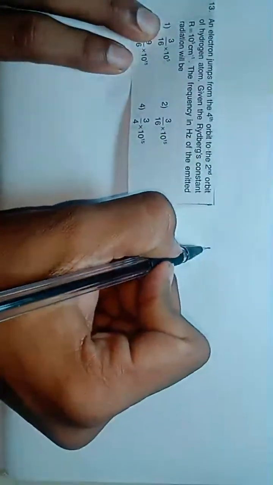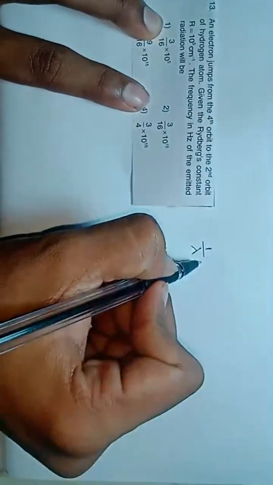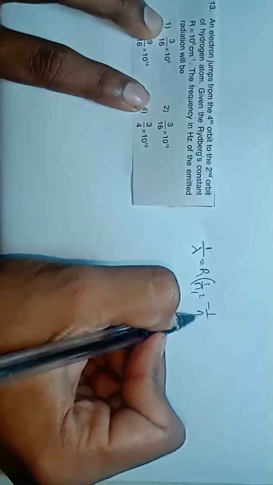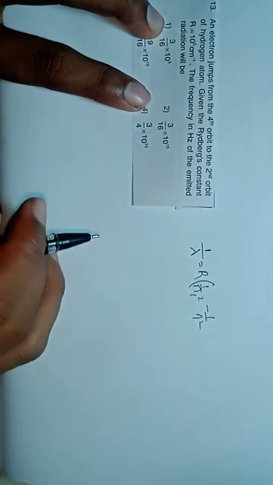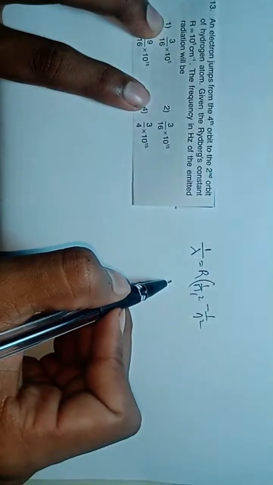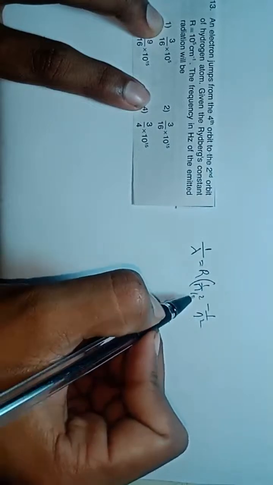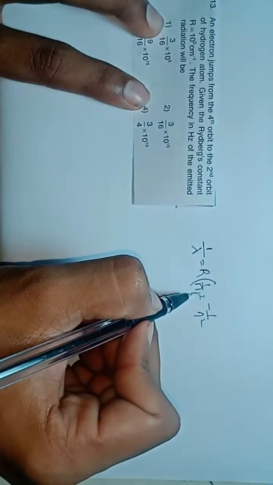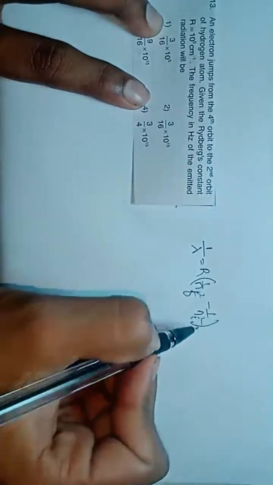See, you know the basic Rydberg formula, that is 1 by lambda is equal to R into 1 by n1 square minus 1 by n2 square. The electron is jumping from the fourth orbit to the second orbit. So n1 square here represents the final orbit, and n2 is the initial orbit.